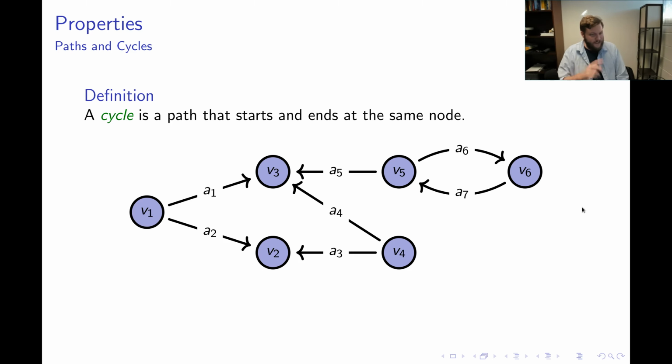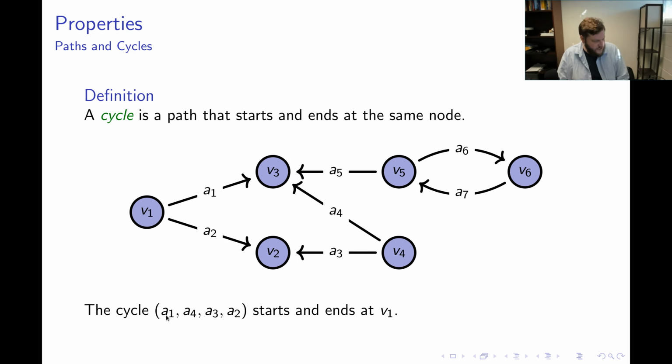So here we have the same directed graph from the previous slide. I'm now declaring that the sequence of arrows A1, A4, A3, A2 describes a cycle in this directed graph. Well, the idea here is that A1 will take me from V1 to V3. Then the next arrow in this path is A4. Well, here I'm going to start at V3, so I travel against A4 to end up at V4.